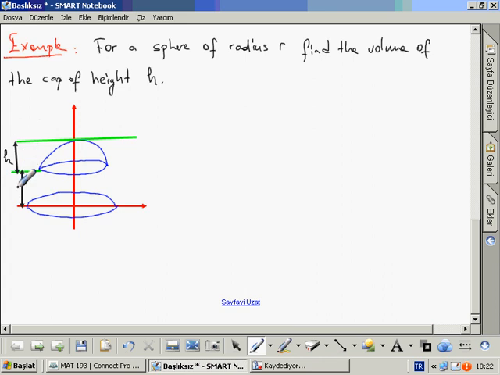This is height, and this is R minus H, because we know that this part is R because of the sphere. Okay, and so if you choose any circle here, this part will be A of Y.